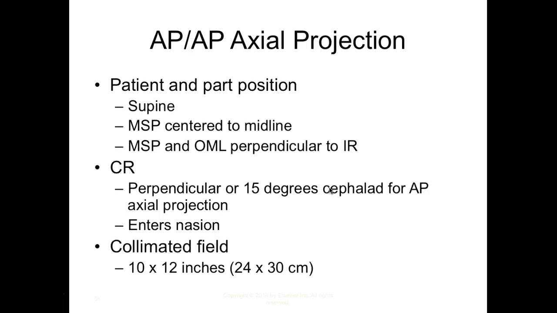So for the patient and part position, they're going to be supine or upright. If you can do it upright, you should be doing PA, right? So this is typically supine, MSP center to midline, and your MSP and OML perpendicular to the IR. Your CR is perpendicular, so 0 degrees, or 15 degrees cephalad for AP axial. You're still at the nasion, so you enter at the nasion, and it's a 10 by 12, and you're going to collimate to the anatomy.